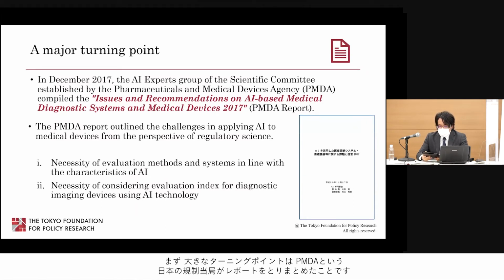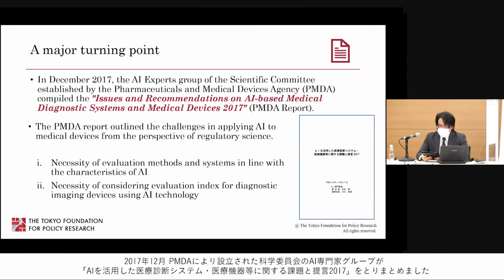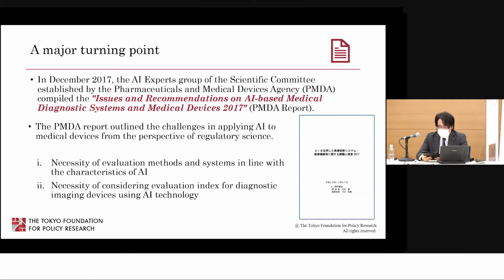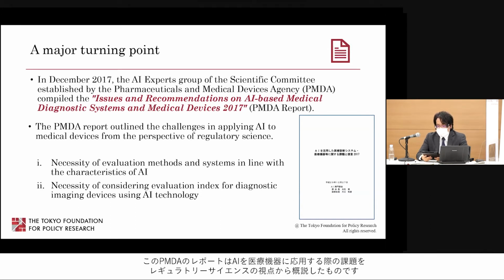Firstly, the major turning point was when the PMDA, a Japanese regulatory body, compiled a report. In December 2017, the AI expert group of the scientific committee established by PMDA compiled the issues and recommendations on AI-based medical diagnostic system and medical device. The PMDA report outlined the challenges in applying AI to medical devices from the perspective of regulatory science.